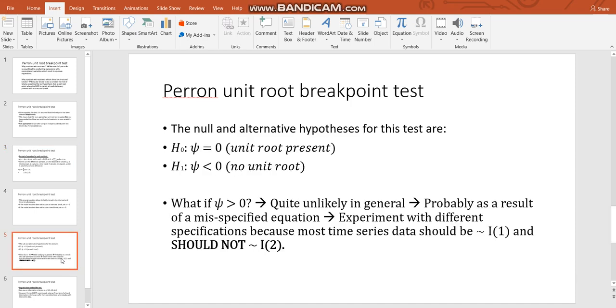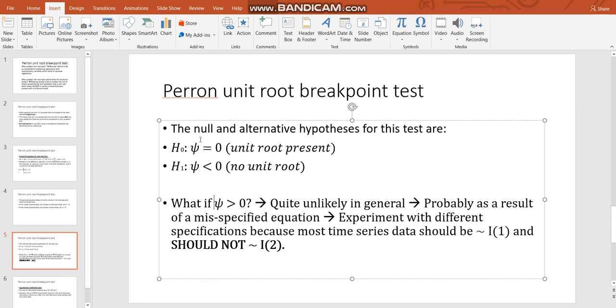And so again, here's a brief little summary of the null and alternative hypotheses. This Greek letter here is pronounced psi. Okay. So the null hypothesis is that psi equals 0, and the alternative hypothesis is that psi is less than 0. Notice how it's a one-sided test, by the way. Pay particular attention to that.